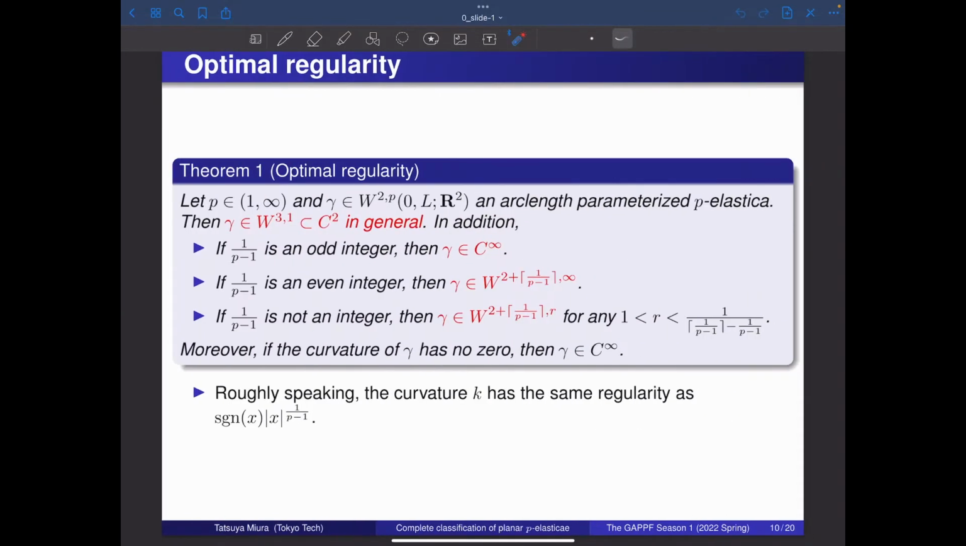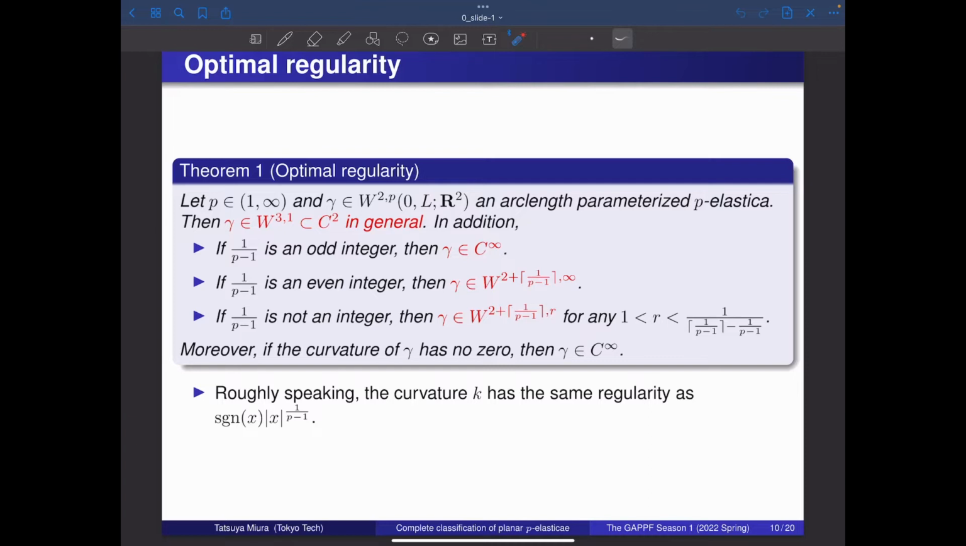Okay, and the first theorem is about optimal regularity. The statement is as follows. Let p be an arbitrary exponent between 1 and infinity, and gamma be a Sobolev W^{2,p} curve in the plane, and here L denotes just any positive constant. And we assume that this gamma is an arc-length parameterized p-elastica. So this gamma is not only the p-elastica, but up to reparameterization, we assume that this gamma is parameterized by the arc length. So the speed is equal to 1.